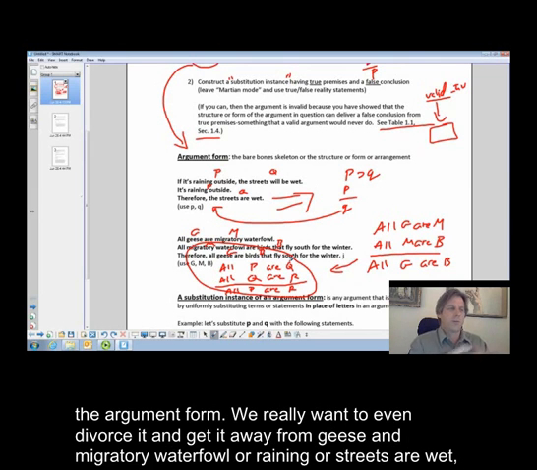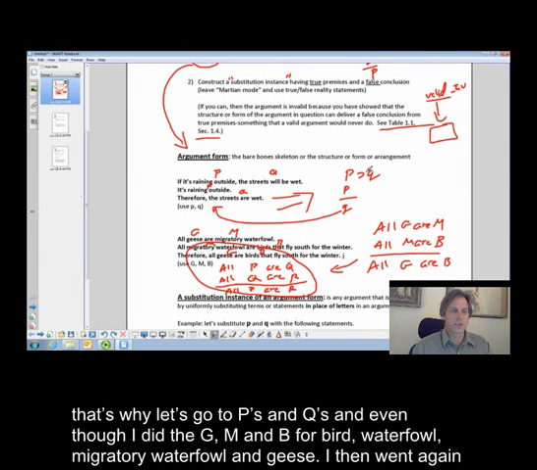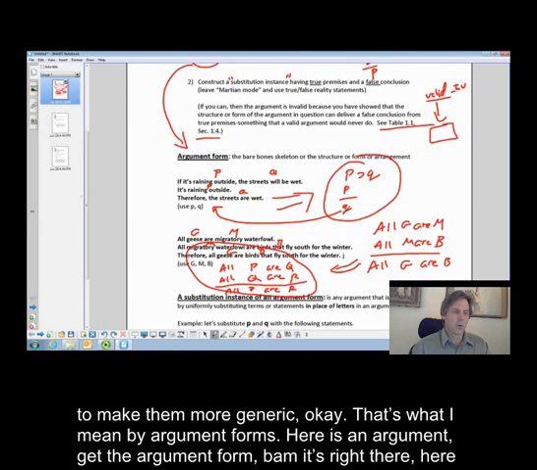We really want to divorce it, get it away from geese and migratory waterfowl or raining or streets being wet. That's why we go to P's and Q's. And even though I did the G, M, and B for bird, waterfowl, migratory waterfowl, and geese, I then went again to make it more generic. That's what I mean by argument forms.